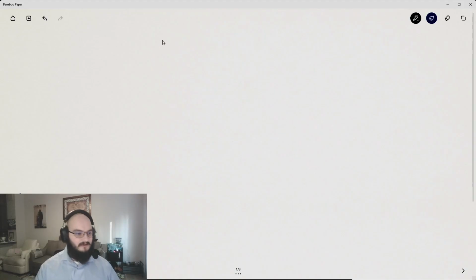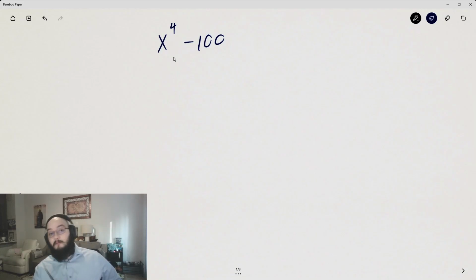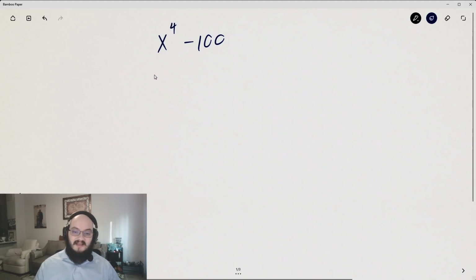Okay, for our last example, it's going to look a little bit different. We have x to the fourth minus 100. Well, 100 is clearly a perfect square, but this x isn't squared. It's raised to the fourth. So are we stuck? Is there nothing we can do? Well, actually, if you remember back to the video where we went over the exponent rules, x to the fourth is the same thing as x squared, squared. And then we can have minus 100 over here.